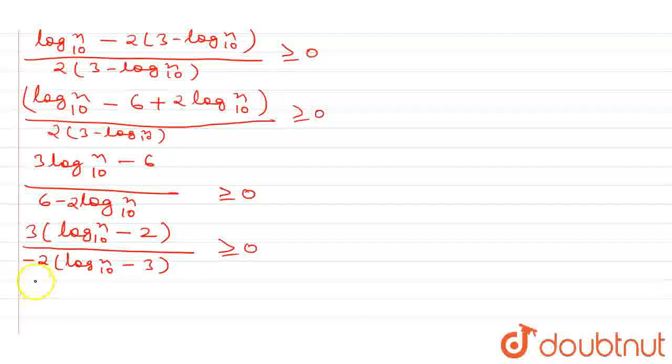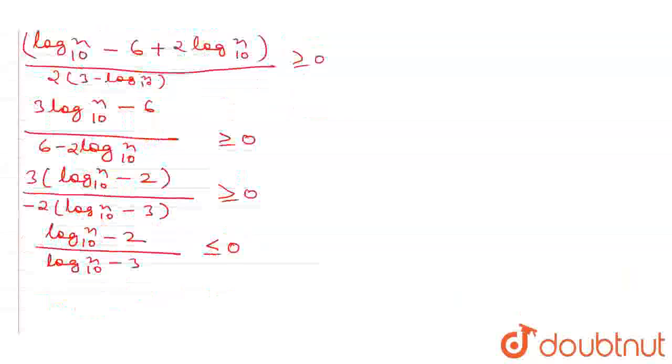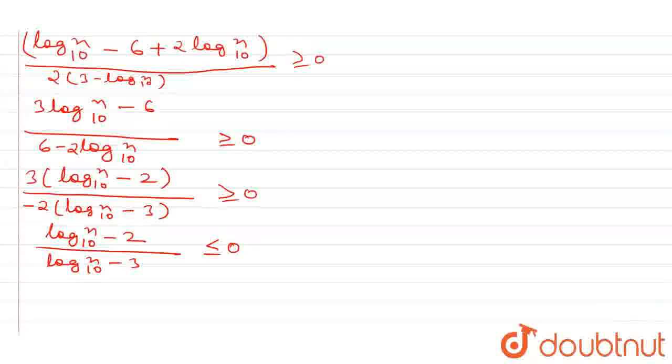So here I can write, on sending 3 by 2 to the right hand side and eliminating this minus sign, this function is like log x to the base 10 minus 2 upon log x to the base 10 minus 3 should be less than or equal to 0, because I eliminated the minus sign. So the inequality sign gets opposite, and I solve it by using a graph.